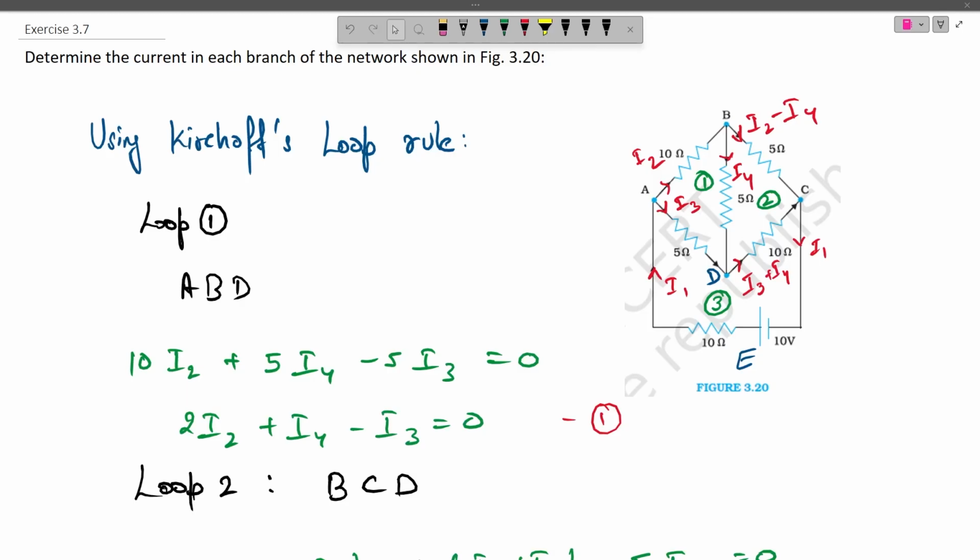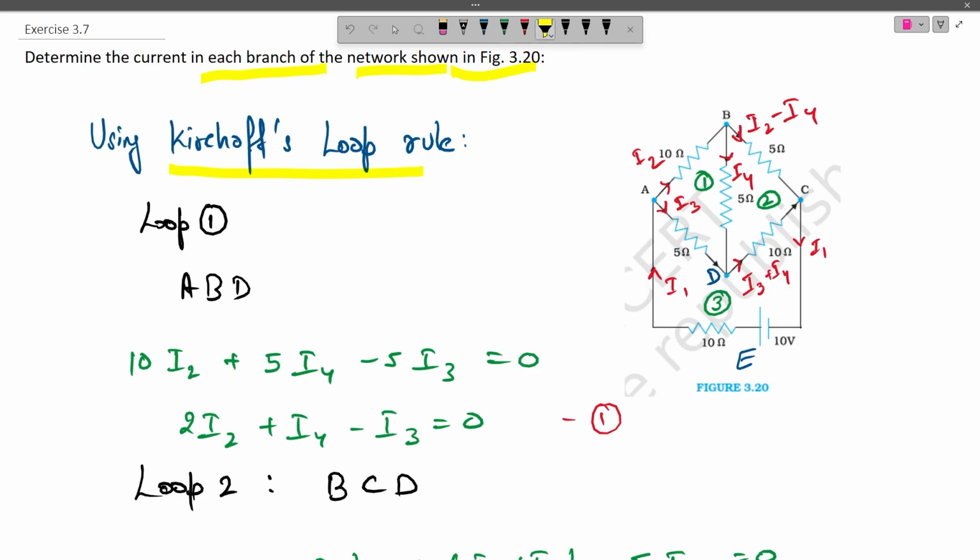The question says: determine the current in each branch of the network as shown in figure 3.20. So this figure shows a network of resistors and a cell, and we have to find out the current in each and every branch. So let's proceed with Kirchhoff's loop rule, which says that the potential difference across a loop is 0, and we know that current flows from higher potential to lower potential.